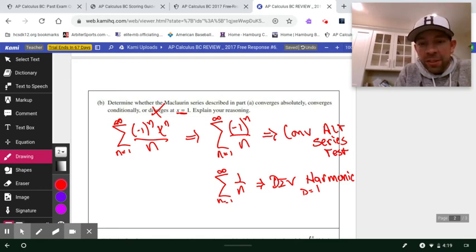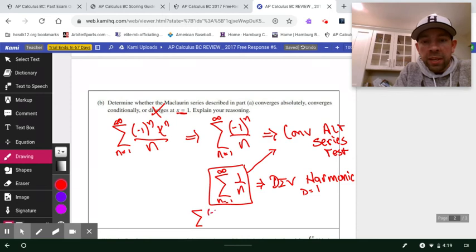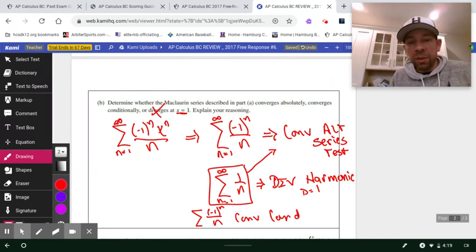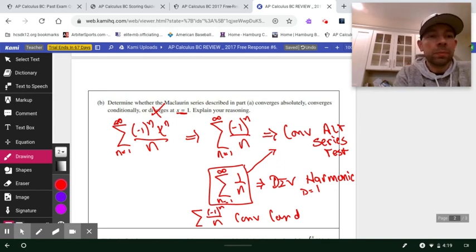But the nutshell is, if this diverges, we're going to go back up here and say that that series, (-1)^n over n, converges conditionally. In other words, the only reason it converges is based on the condition that it's alternating. And if it wasn't alternating, it would diverge. That's basically, in a nutshell, what converging conditionally means.